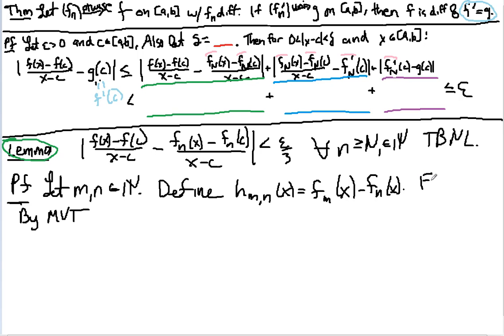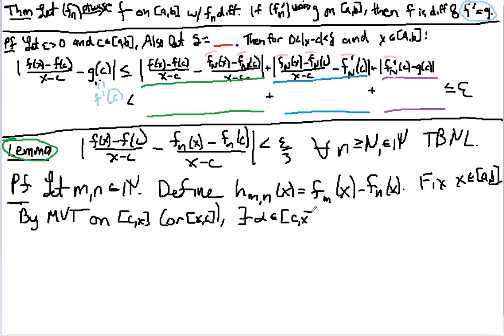After I fix any x belonging to [a, b], by the mean value theorem on either [c, x] or [x, c], whichever one makes sense, I get there exists an alpha belonging to, let's just say, (c, x) such that f_m prime of alpha minus f_n prime of alpha equals a quotient that I'm going to tell you in the next screencast because I'm just about out of time. So I'm going to stop here.